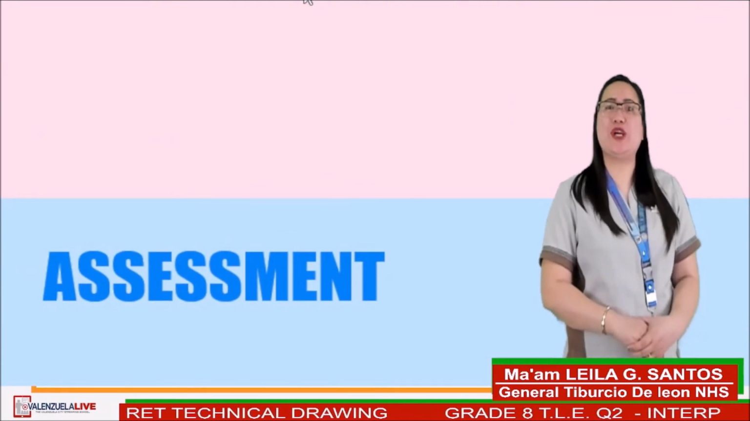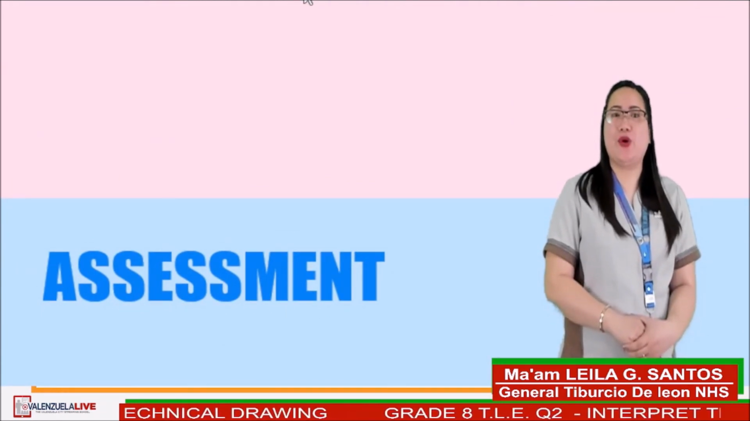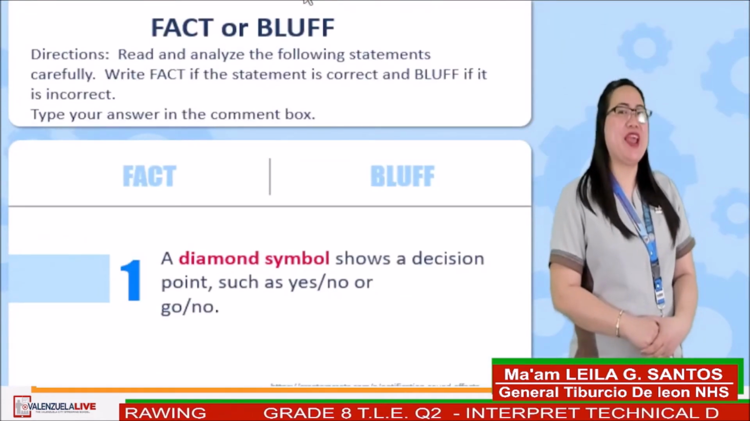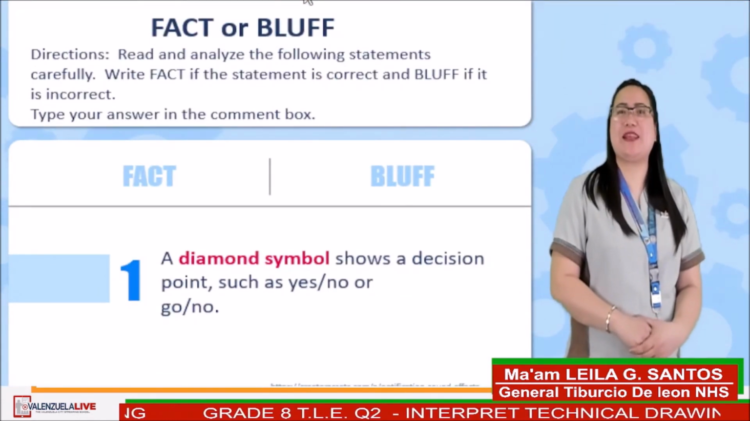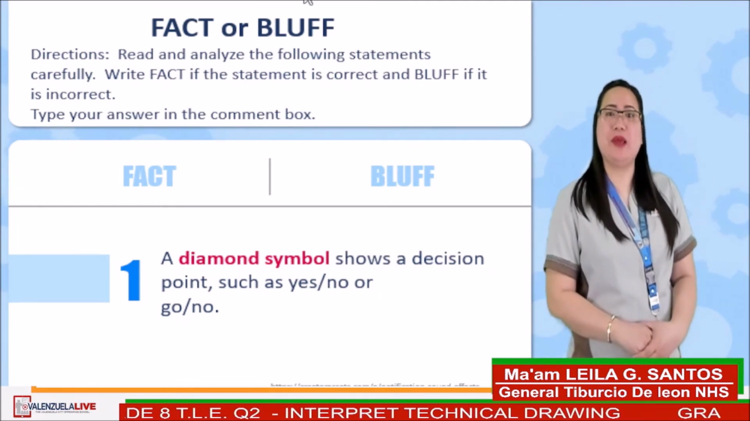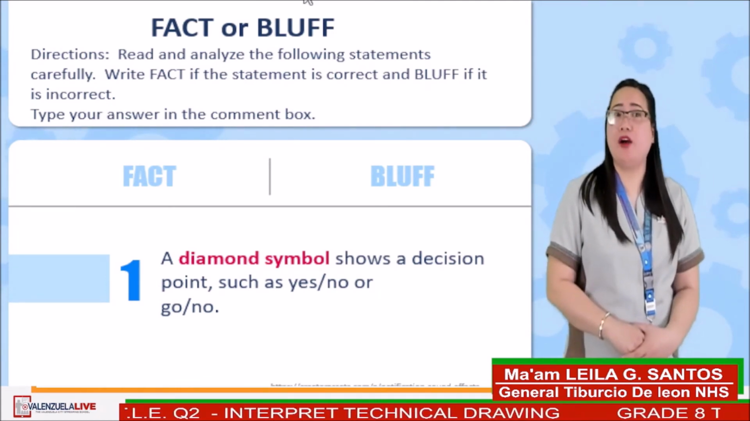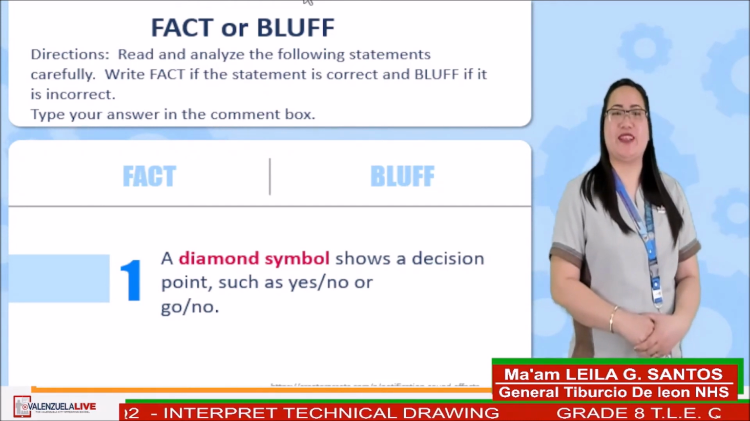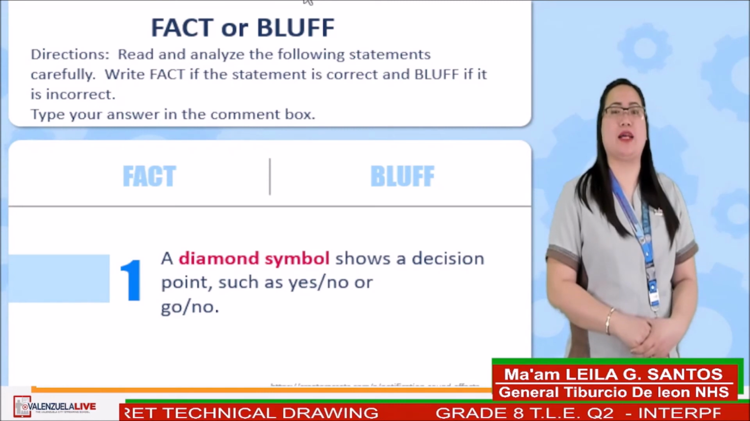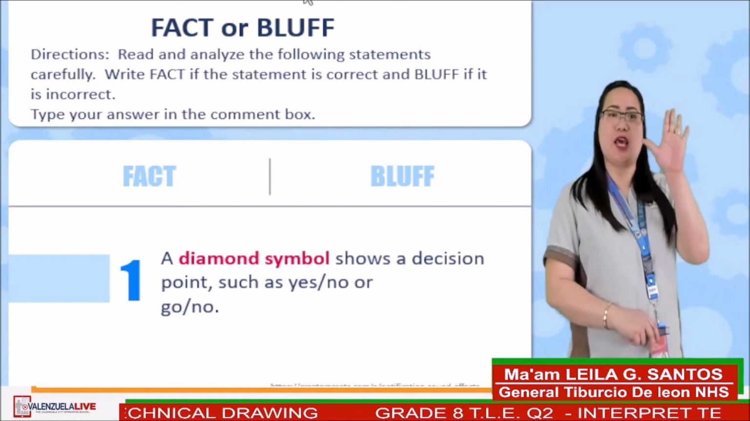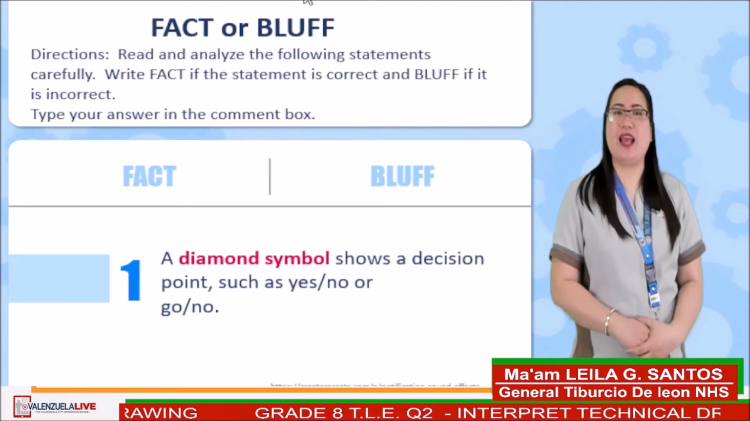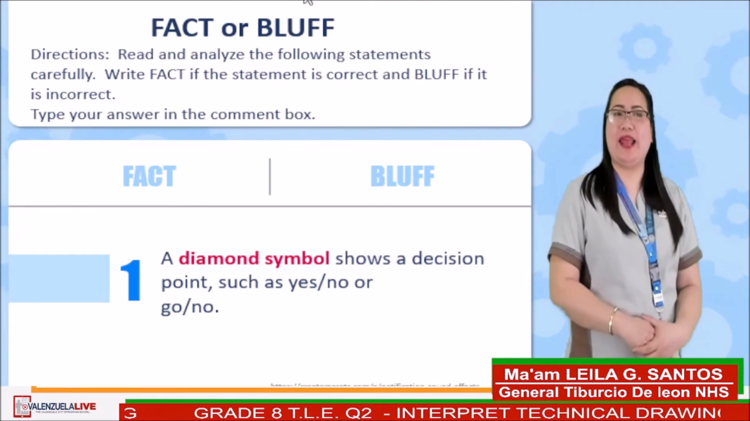Now, let us answer the assessment part A on your TLE module with directions. Read and analyze the following statements carefully. Write fact if the statement is correct and bluff if it is incorrect. You can type or key in your answer in the comment box. You have only 5 seconds to answer every item. Alright, let's start with item number 1.